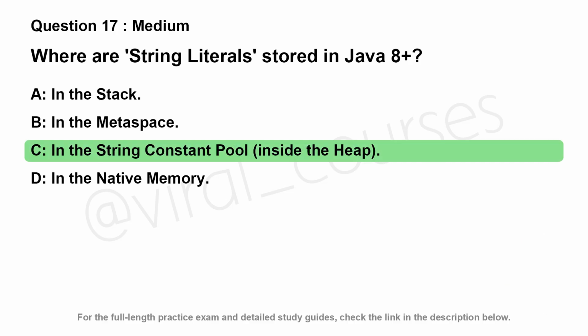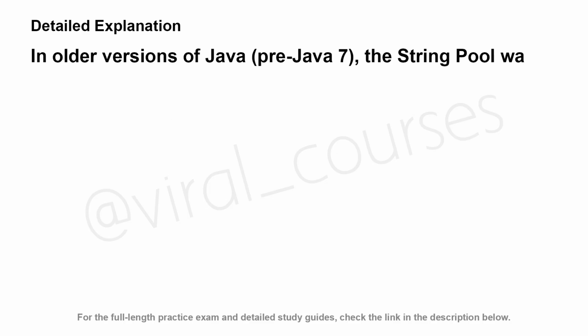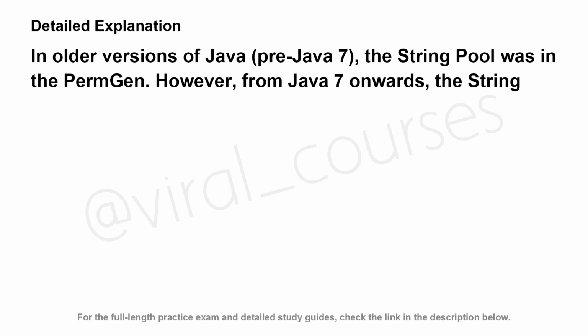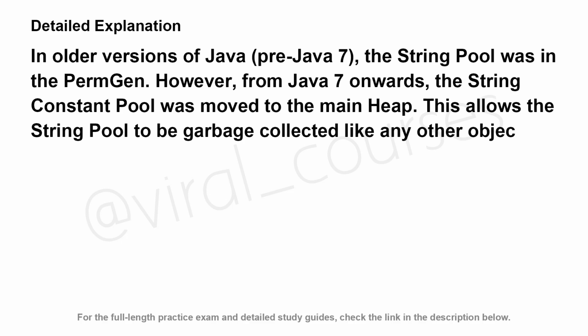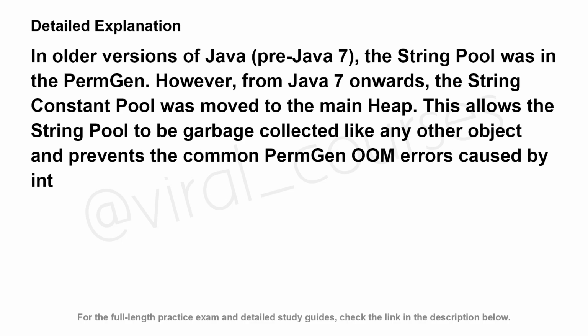The correct answer is C. In older versions of Java, pre-Java 7, the string pool was in the PermGen. However, from Java 7 onwards, the string constant pool was moved to the main heap. This allows the string pool to be garbage collected like any other object and prevents the common PermGen errors caused by interning too many strings.